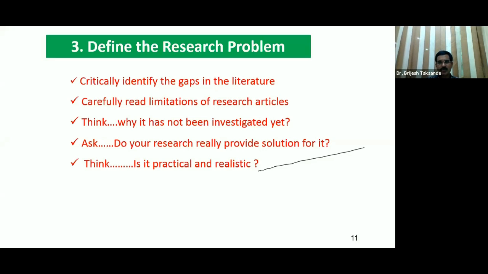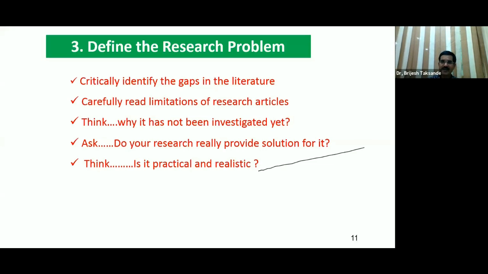Ask yourself, does your research really provide a solution for it? So you are working on one problem and you are suggesting some research plan. By completion of your research plan, whether you are in a position to find the solution for your problem or not, or whether these are some independent variables, like the problem is a separate thing and you're providing the solution for something else. This should not happen. So try to ask the question whether your research really provides a solution for your problem or not.